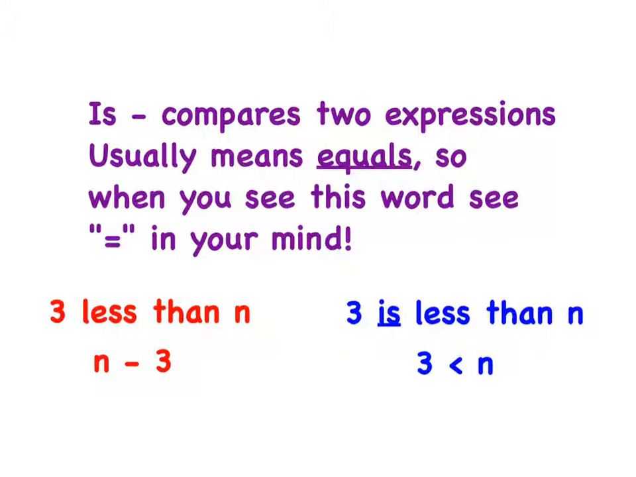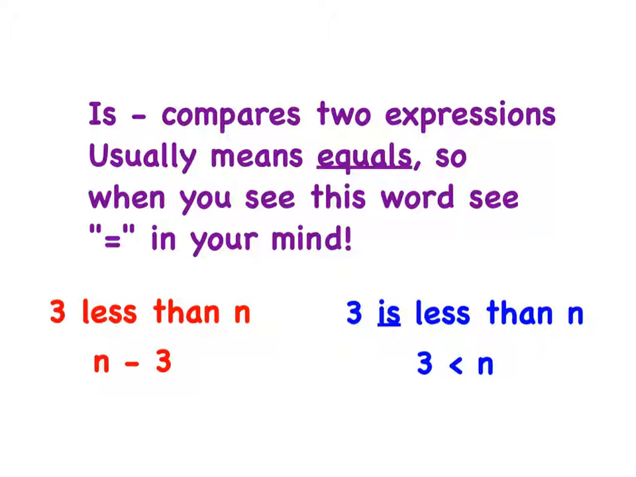All right, another keyword is "is." Is compares two expressions, so it's making a comparison statement. And in what we're going to see in this unit, it usually means equals. So when you see this word, see equals in your mind. Here is one exception. We just looked at a previous example. 3 less than n, we would write as n minus 3.